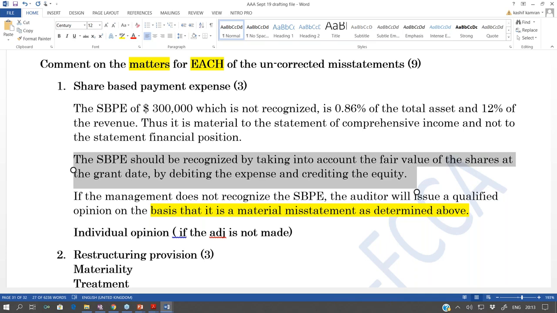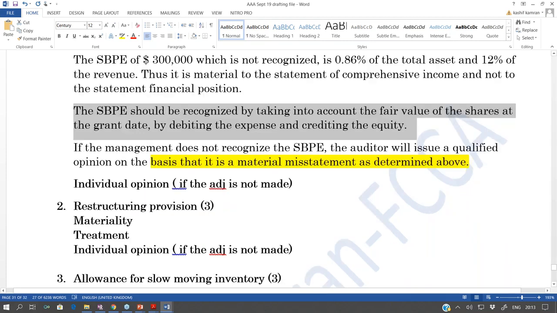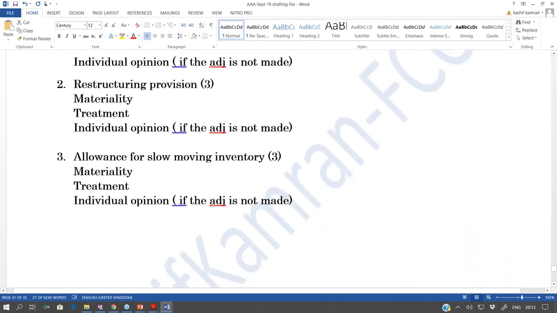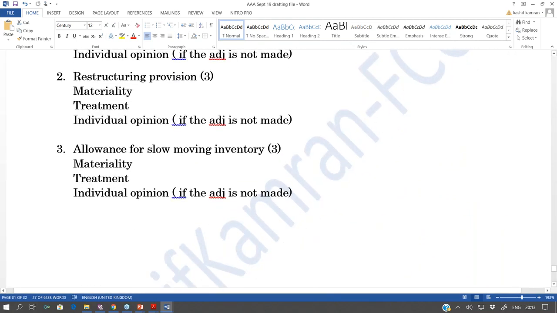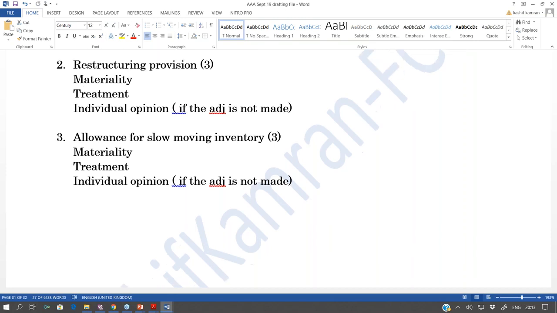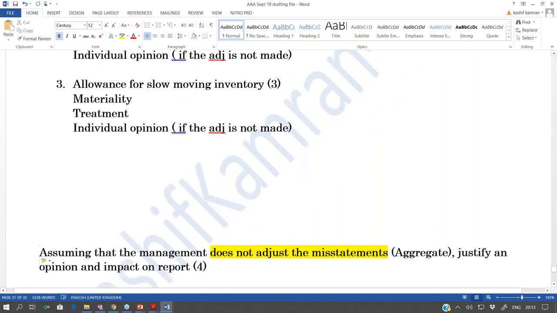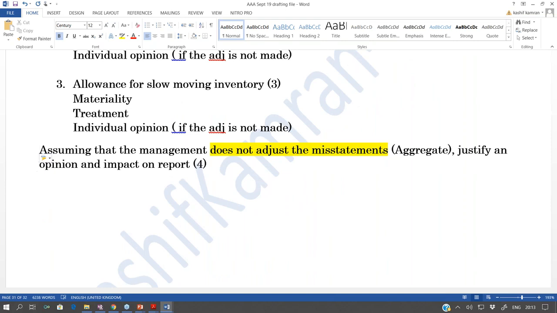Okay, so if you're clear on that, will you all continue with restructuring provision and allowance for slow moving inventory in the same order? Should I go down with the aggregate impact? Okay, let's do the aggregate impact, because this is a point where students do a blunder in the exam paper, right? Aggregate impact.